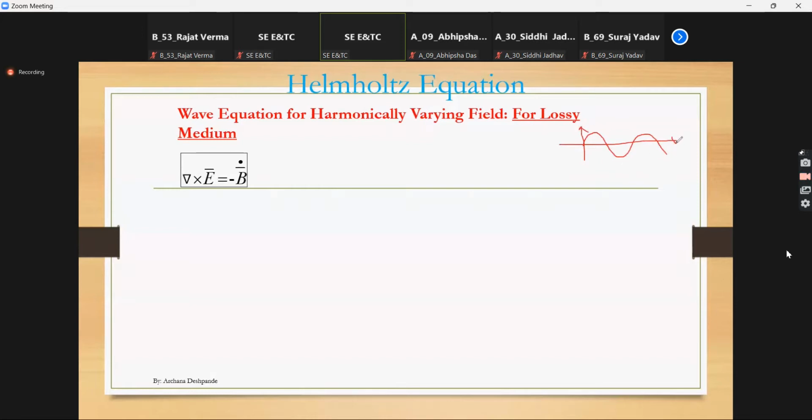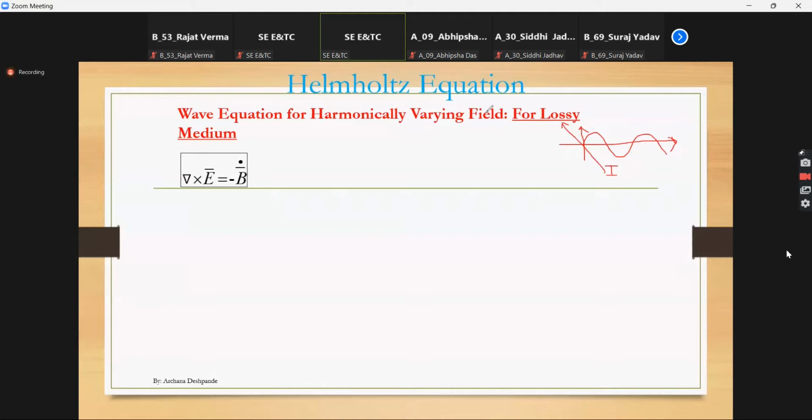So fields of this nature are called harmonically time varying fields, and we are going to do it for lossy mediums. Since they are sine waves, there are going to be charges. There is going to be current. Once we know that the current is going to be there, this medium is going to be lossy.